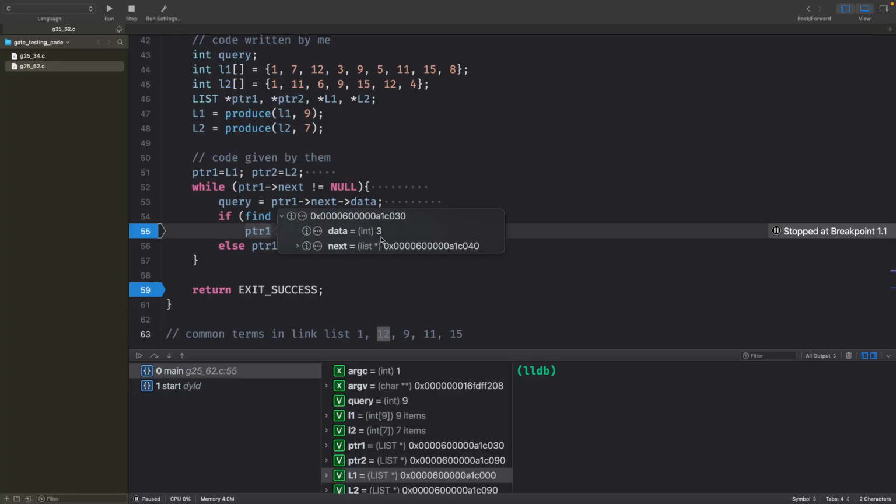Right now it is pointing to 3, but its next is pointing to 9, and 9 is present as a term which has to be deleted. Very good. Let it point to the next one. What does this point to now? This points to 11, right? So now 11 is going to be deleted, and 11 is also present over here. Now the next one is going to point to what? 15, right? So 15 is also deleted.